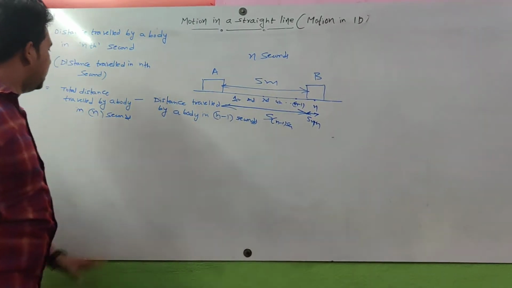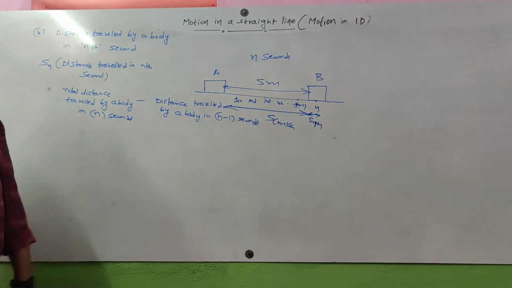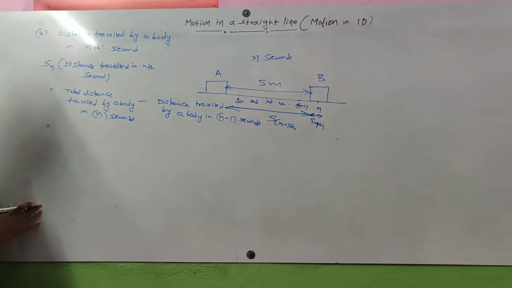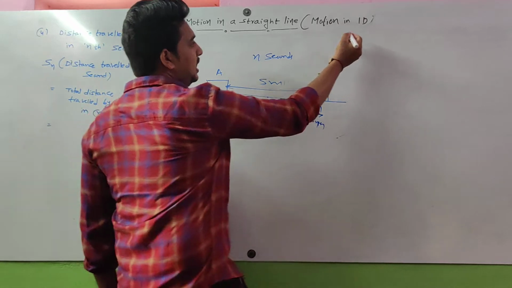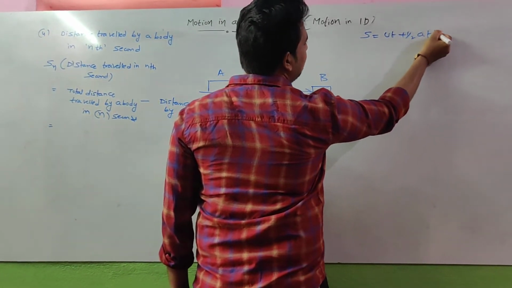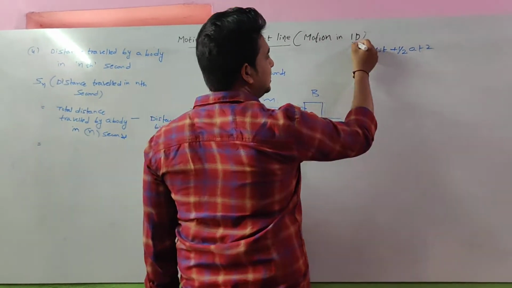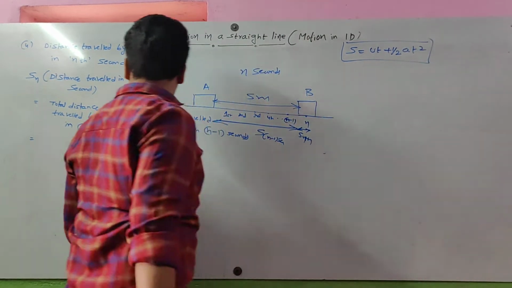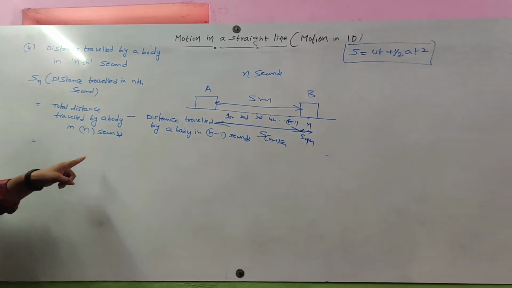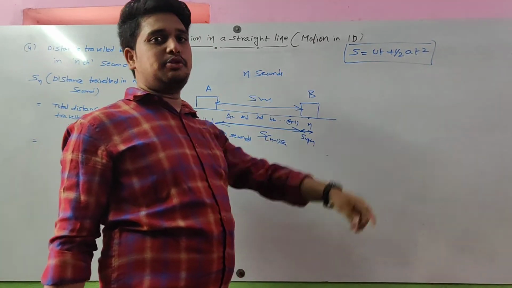This is very important. So the formula is: distance traveled by the body in n seconds minus distance traveled by the body in n minus 1 seconds. What is the distance formula? Distance s is equal to ut plus half at square. Now what do we need to find here? The distance traveled by the body in n seconds. In n seconds means t is equal to n, so substitute n.